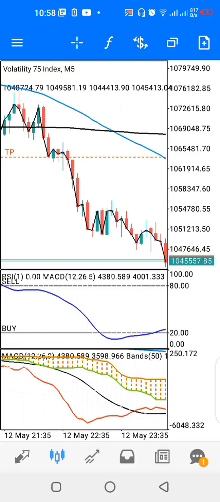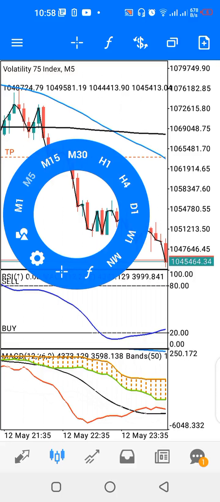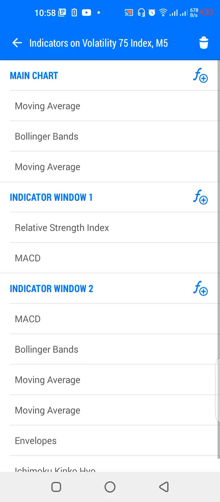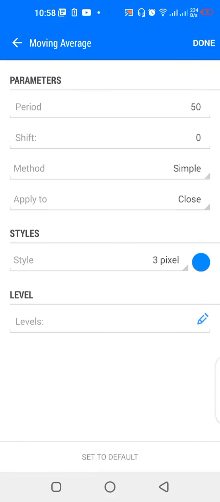Now let's look at the parameters. Let's not forget the parameters. I have moving averages. The first moving average is a 50 period simple moving average applied to close. The shift is 0 and the color is blue.